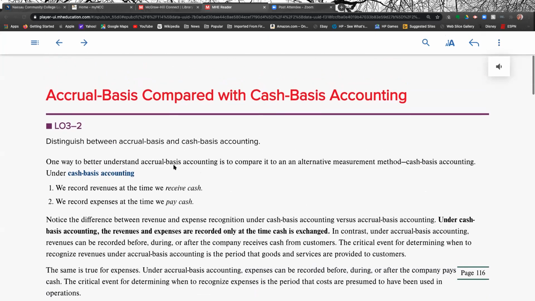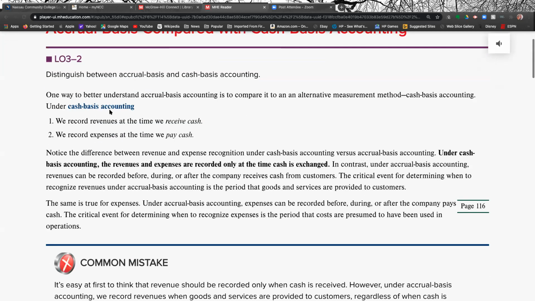Now, can anybody use cash basis? Are there some companies that can use cash basis? Yeah, the very small ones can get away with it. But bigger companies are all required under generally accepted accounting principles. You must use the accrual basis of accounting. Cash basis is like taboo, no good.